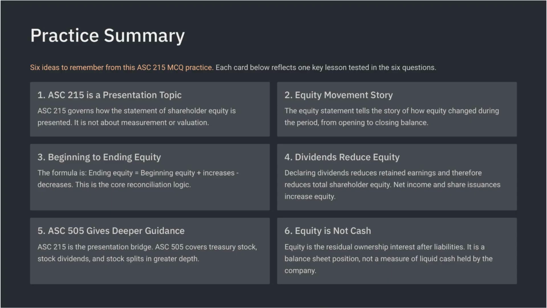Dividends normally reduce equity because they reduce retained earnings. ASC 505 gives deeper equity guidance after ASC 215. And finally, equity is not the same as cash. These 6 points are enough to build a strong foundation for this small but important topic.